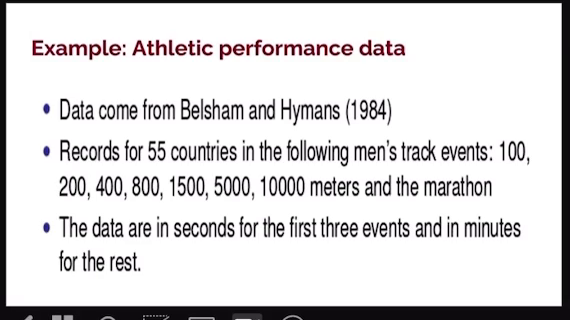The data set comes from Besson and Hymas in 1984. This is a record for 55 countries in the following track events: 100, 200, 400, 800, 1,500, 5,000, 10,000 meters and marathon. Of course, here now, maybe we want to look at the performance of countries, 55 countries, men in track event.